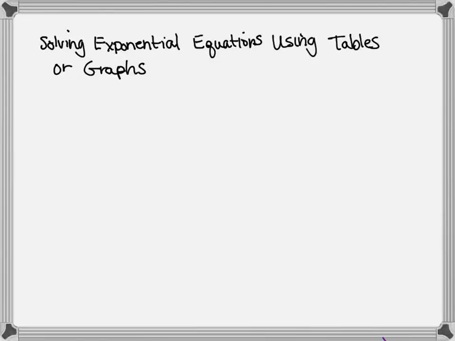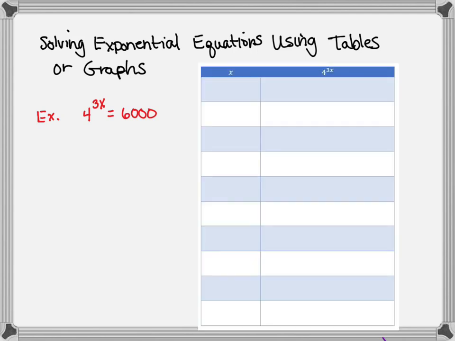Solving exponential equations using tables or graphs. So for example, let's solve this equation, 4 to the 3x power equals 6,000. So I've created a table. My column headings are x and 4 to the 3x power. I can write in or choose some x's.